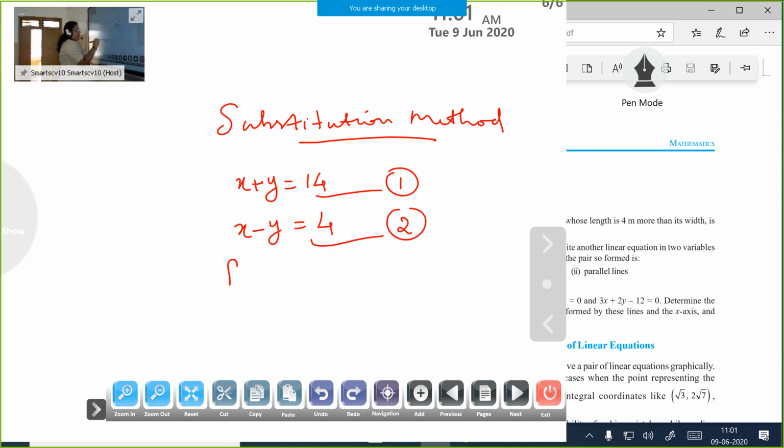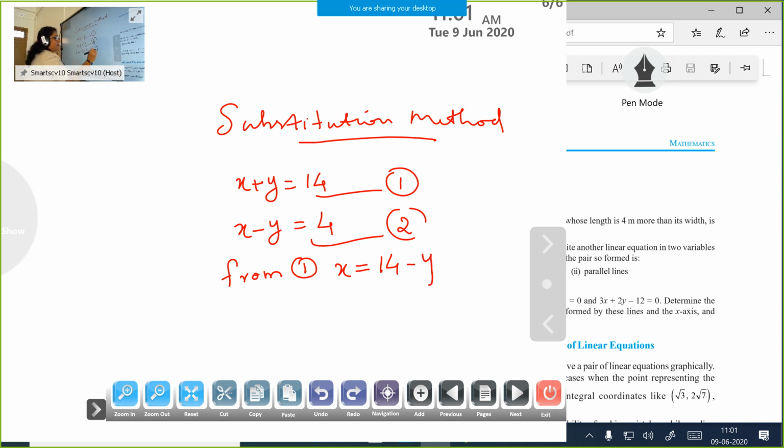Take from equation 1 the value of x or y. We take x. Clear? From x plus y is equal to 14, we get the value of x, that is 14 minus y. Put it as equation 3.